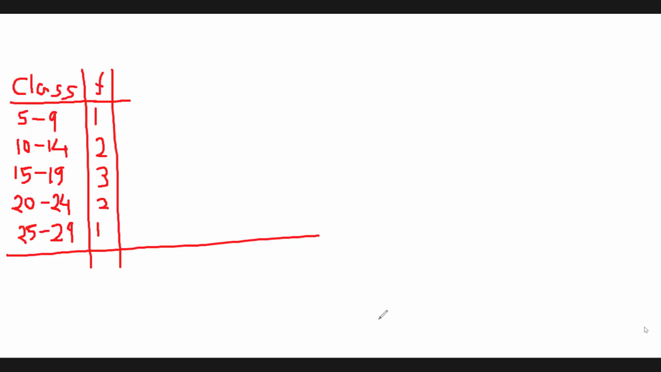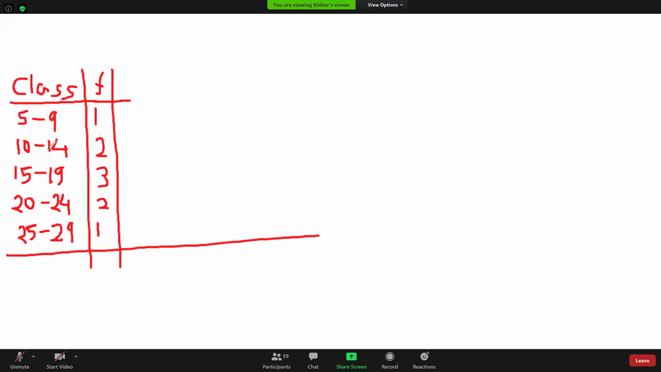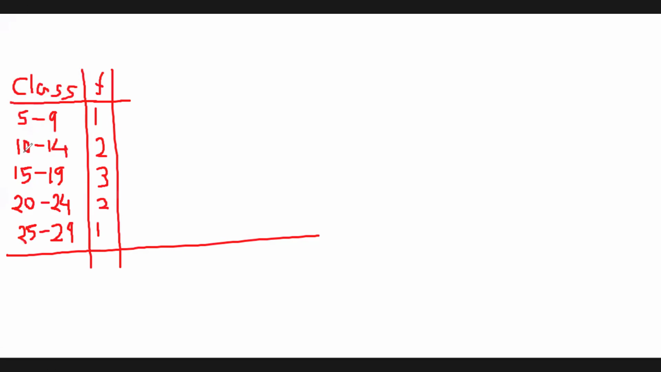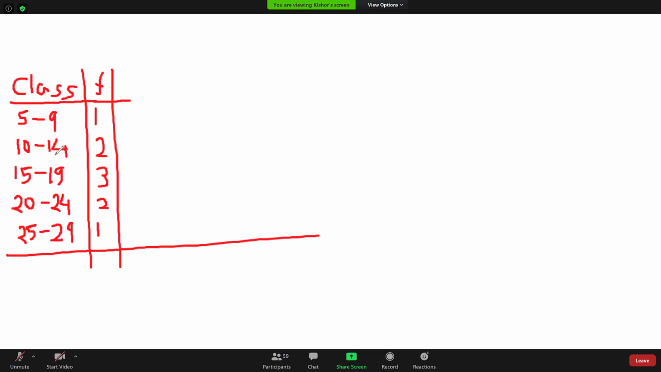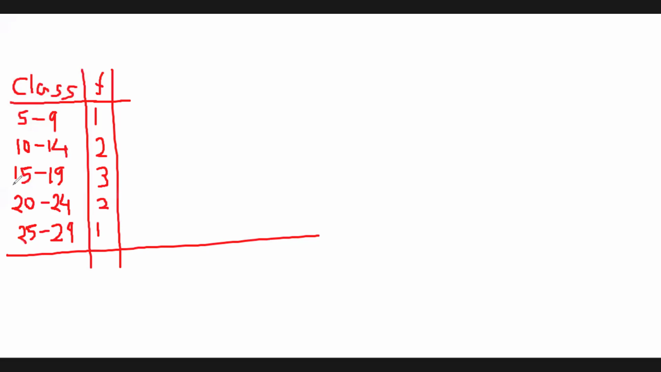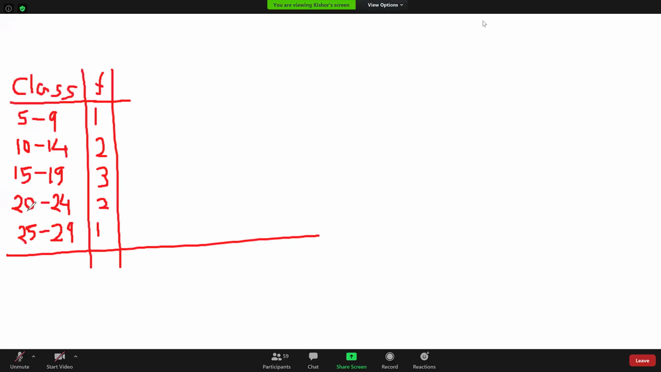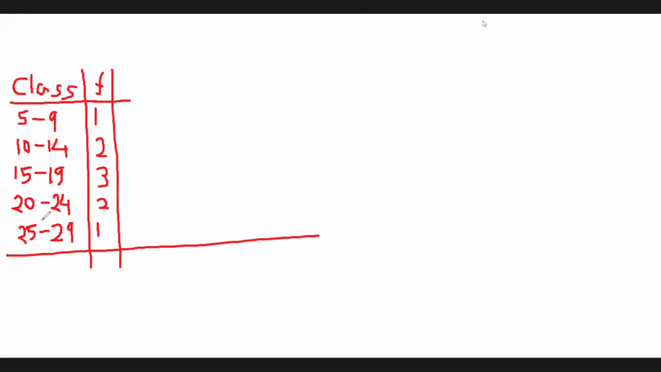Look here. This one is the first class interval, 5 to 9. In this class, the number 5 is included, 6, 7, 8, and 9 are also included. In this case, 10 to 14, this is the second class interval. Here all the numbers 10, 11, 12, 13, and 14 are included. Here 15, 16, 17, 18, 19, all are included. Here 20, 21, 22, 23, 24, all are included. Here 25 to 29, all are included.